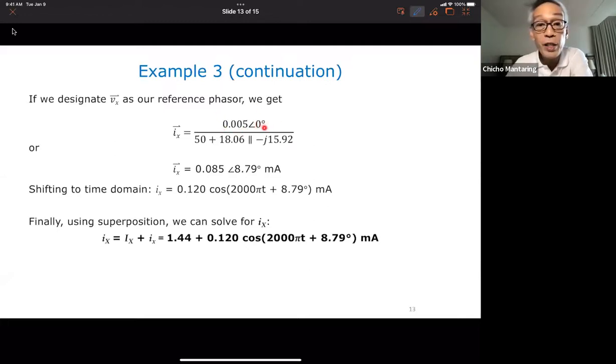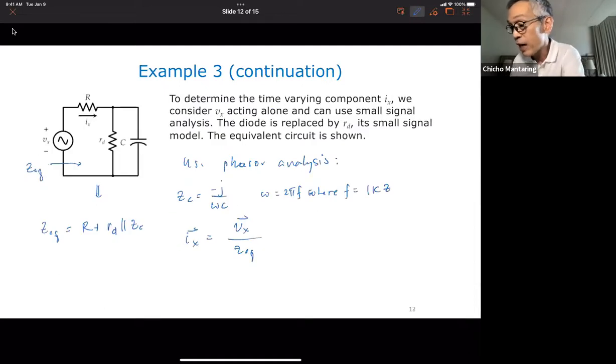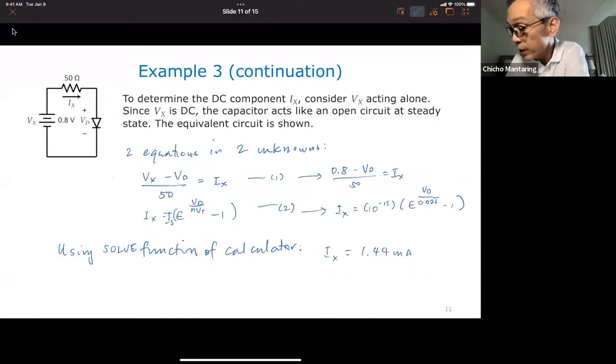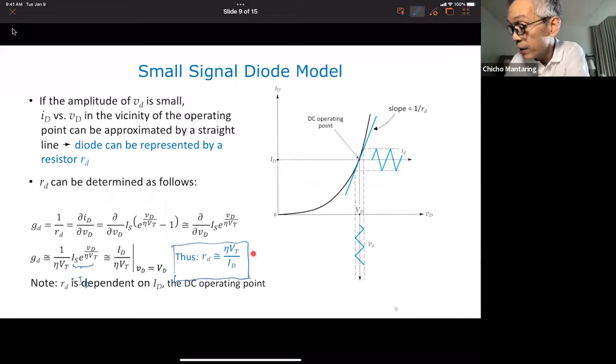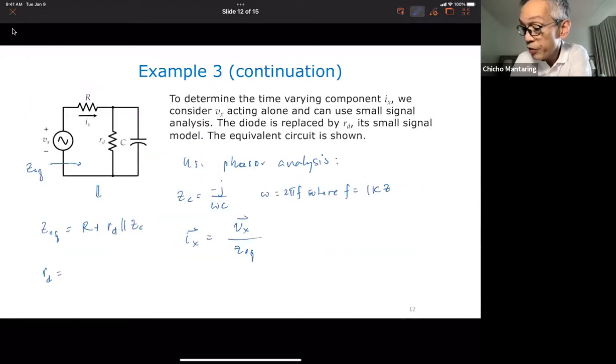This is the phasor V of x, 0.0055 millivolts. We assume it's our reference phasor, so at an angle 0. This is now Z of C, minus J 15.92. So this is Z equivalent, 50 plus 18.06. Why 18.06? What is R sub D? Here, use this formula. Eta is equal to 1, so R sub D is eta V of t over I sub D.